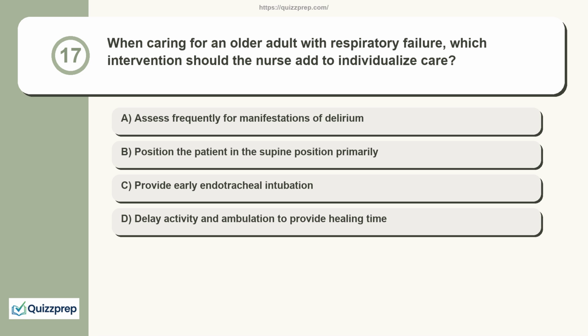Question 17. When caring for an older adult with respiratory failure, which intervention should the nurse add to individualize care? Assess frequently for manifestations of delirium. Position the patient in the supine position primarily. Provide early endotracheal intubation. Delay activity and ambulation to provide healing time.